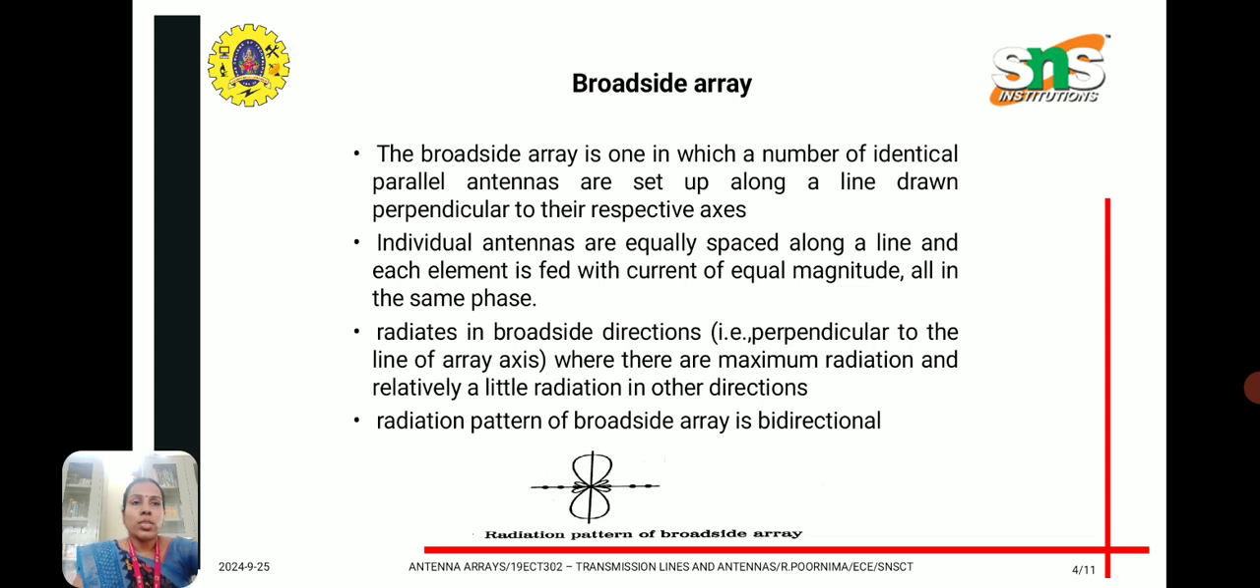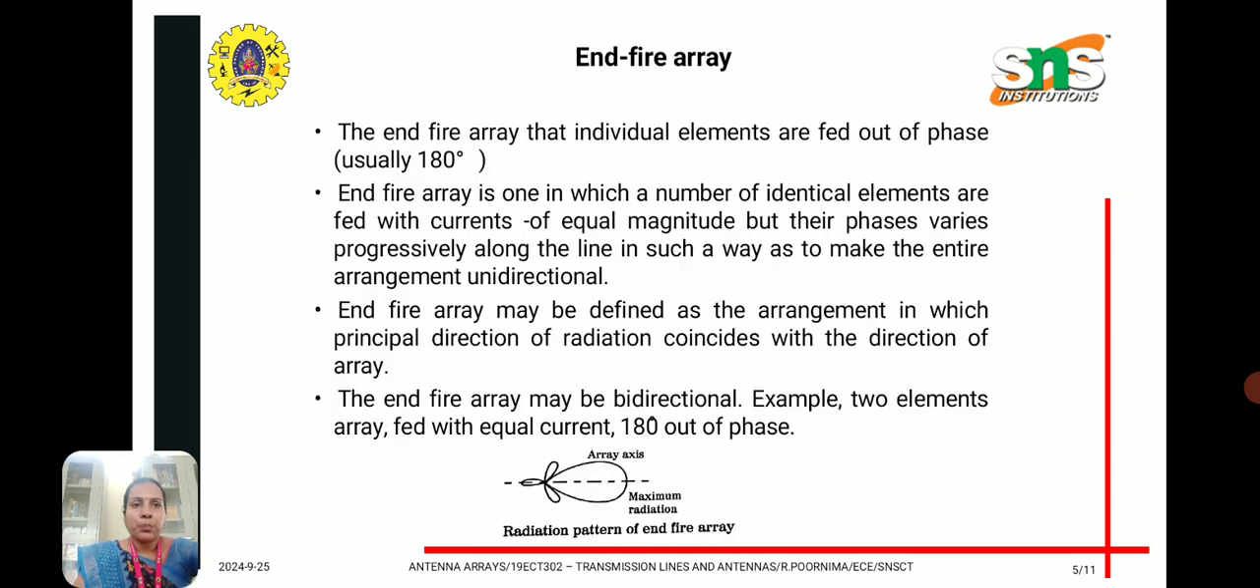The first one, the broadside array, is where a number of identical parallel antennas are set up along a line drawn perpendicular to their respective axes. The individual antennas are equally spaced along a line and each element is fed with current of equal magnitude, all in the same phase. So it radiates in broadside directions, where there is maximum radiation and relatively little radiation in other directions. So the radiation pattern of the broadside array is bidirectional.